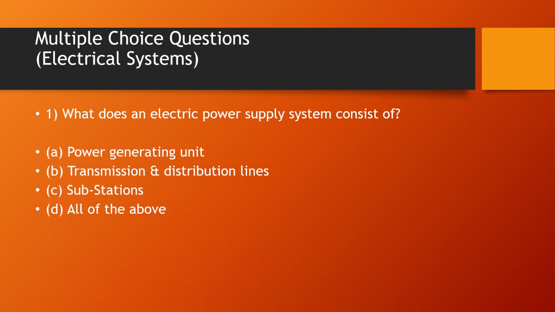Now coming to the first question, what does an electric power supply system consist of? Option A is power generating unit, option B is transmission and distribution lines, option C is substations, and option D is all of the above. And the answer to this question is option D, that is all of the above.